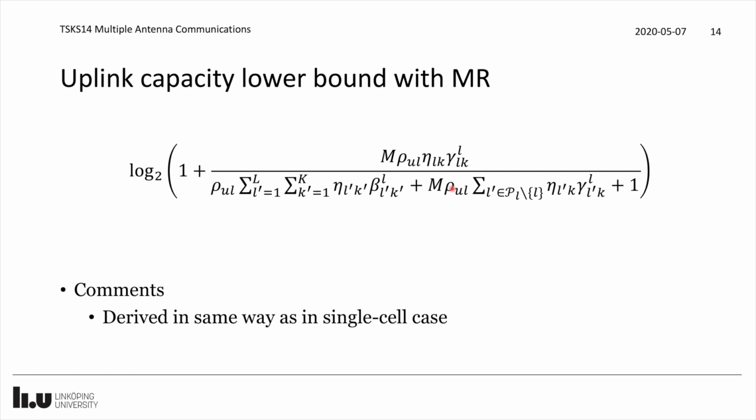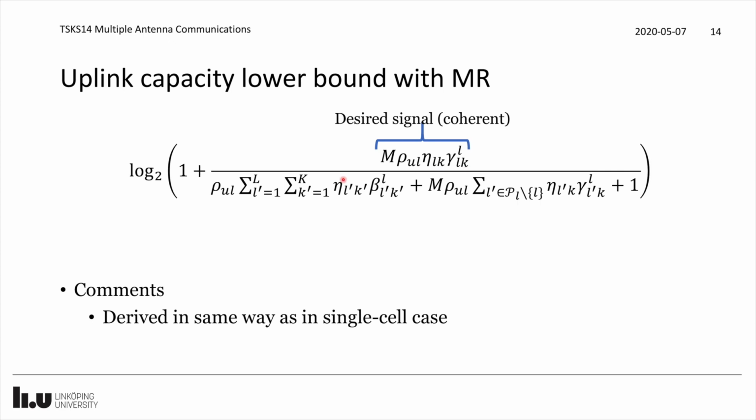So this is the uplink capacity lower bound with maximum ratio processing, and it is for user K in cell L. It has the shape log2 of 1 plus a ratio, which is the signal-to-interference-and-noise ratio. In the numerator, we have the desired signal term, and we say it's coherently combined because we get the M here, the number of antennas. We have the power transmitted by this user, rho uplink eta Lk, and then we have the estimation quality of the user, gamma L Lk.